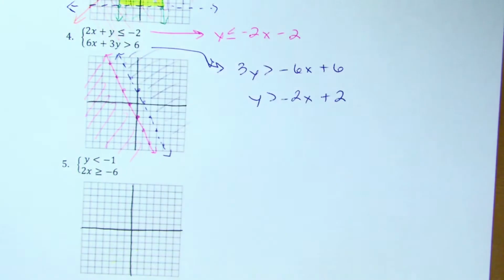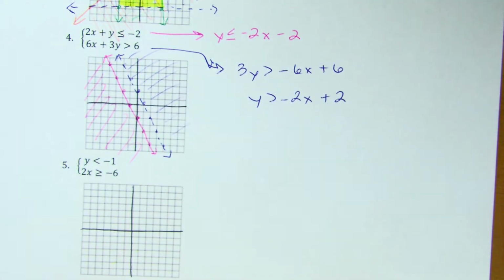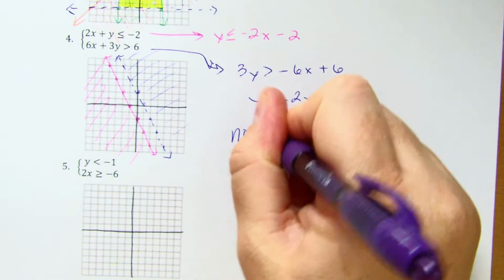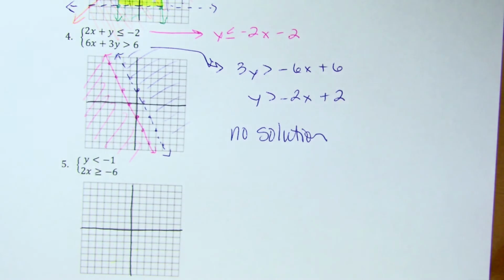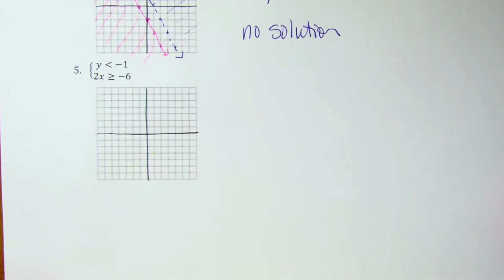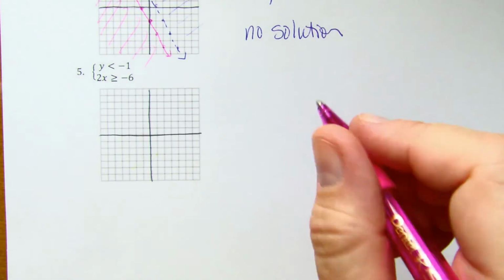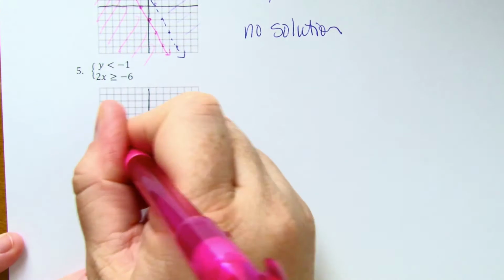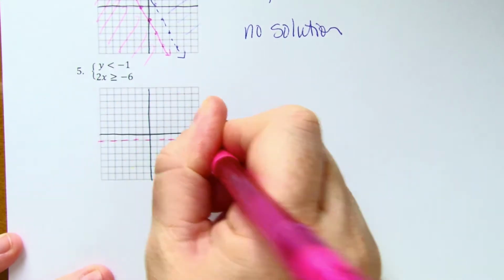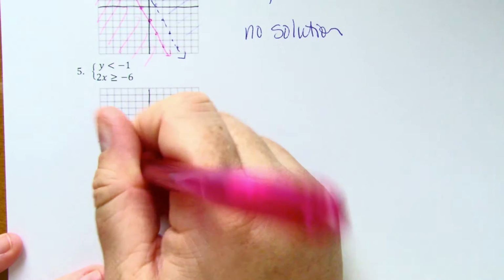Well, looking at this, we can see there's no overlapping area, so there's nothing for me to highlight. That means there's no solution because there's no overlapping area of these inequalities. All right, let's look at our last example, and both of these are linear vertical and horizontal lines. So here we have a horizontal line at -1, and it's dashed, and it's less than, so we're going to shade down.